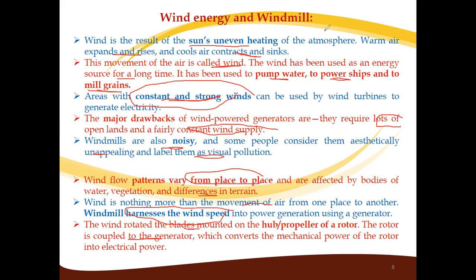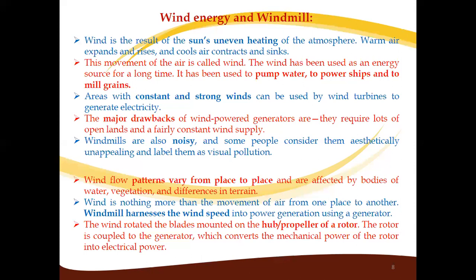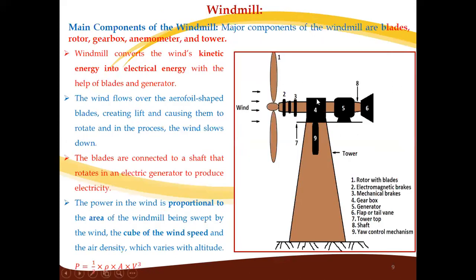Now we'll see this windmill. If you see this windmill, it has nine main components. So first is your rotor with blades. This is the rotor part, and these are the blades. There are two blades or three blades that are generally used in this power plant.